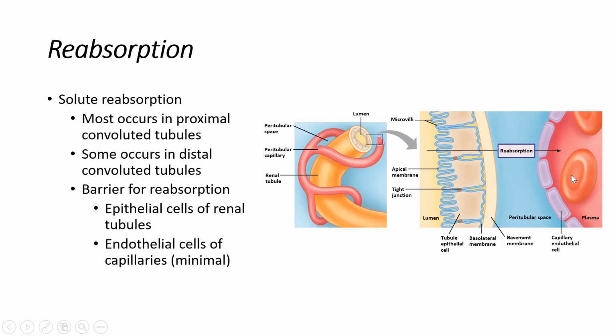Okay, so in order for substances and water to be reabsorbed, they must move from the lumen of the tubule across the epithelial cell of the tubule, across the basement membrane of the tubule, across the peritubular space, across the endothelial cell, and then finally make their way into the lumen of the capillary, which is back into the blood, okay?